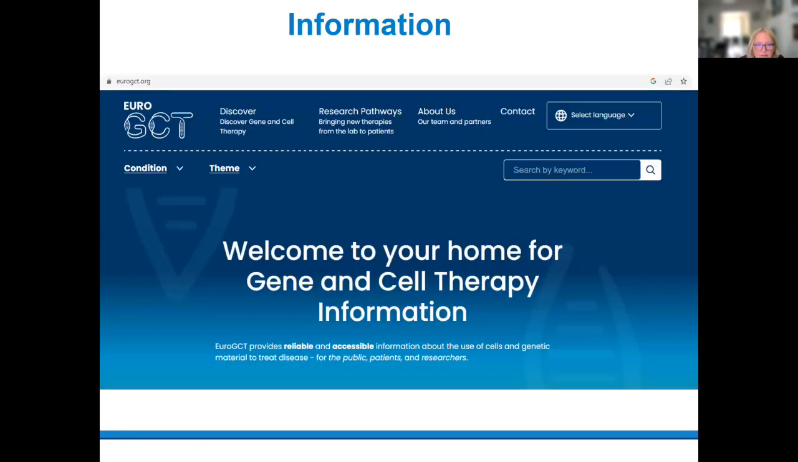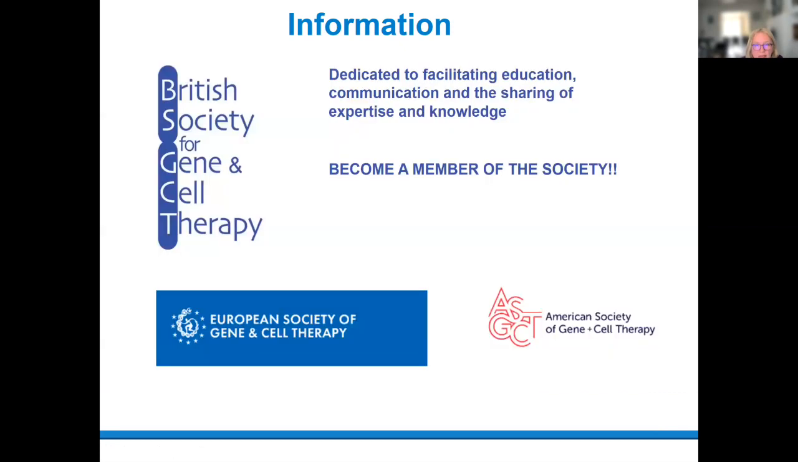Just in terms of information, if you are interested in gene therapy and want to get more information, there's a really nice European website, which is called EuroGCT, which has a lot of information for patients and the public related to gene therapy topics. And certainly the societies, the British Society for Gene Therapy, the European Society and the American Society on their websites also have a lot of information on gene therapy for patients and public.